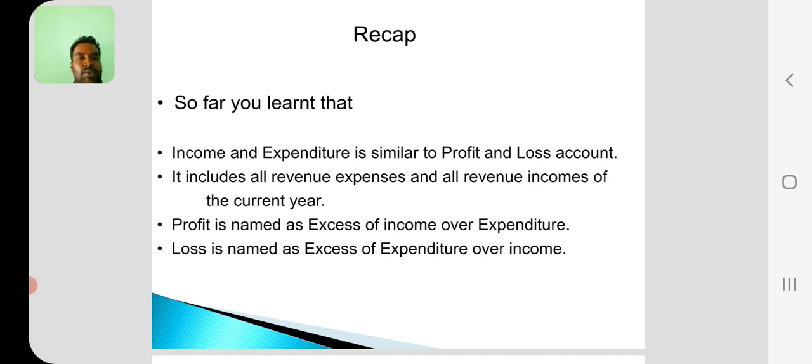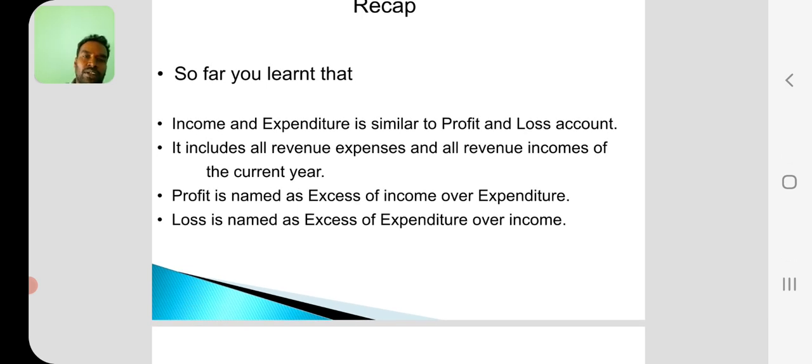Already we know that income and expenditure is prepared in non-trading organizations, whereas profit and loss account is prepared in trading organizations. Income and expenditure account follows the nominal account rule, and so does the profit and loss account. Both are the same, but the words are different.